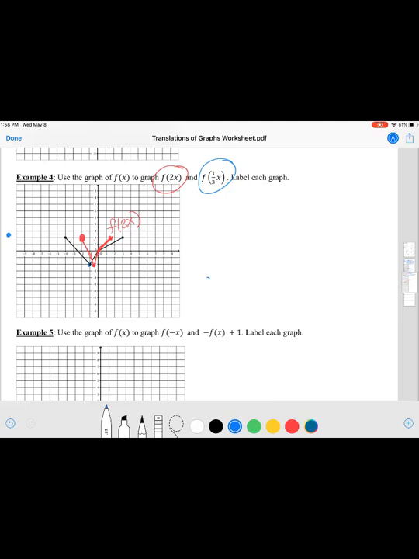Okay, this point right here is at -1. When I triple that, it's going to come out to -3. When I try to triple 0, it's still 0. And then if I triple 3, that's going to come out to 9. So now, here's my finished product. It's stretched horizontally. It's pulled out. Think of the x-axis like an elastic and you're pulling it out. So this is my f of 1/3 x.